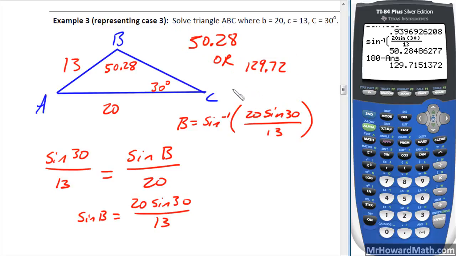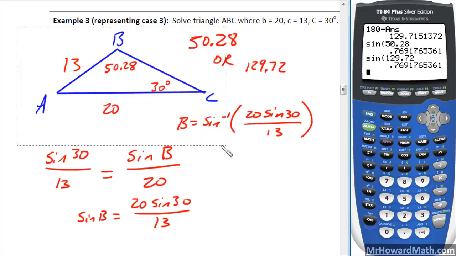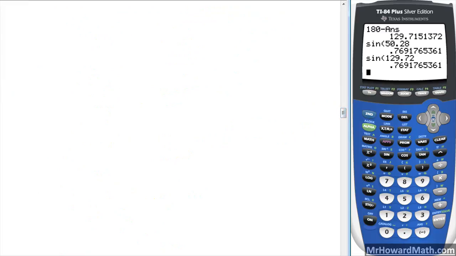And that's because of the picture that I drew you earlier. So in other words, sine of 50.28 is going to be the same as sine of 129.72. Now there is some rounding error, but you're going to see they're very, very close. So sine of 50.28 gives us that decimal, and sine of 129.72 is going to be very close. We have rounding error, so it's not exact, but as far as the calculator decimal places go, they are exact. So there are two possibilities here. Either angle B is 50.28 or angle B is 129.72. So I'm going to copy this triangle down because we will be using that again in a moment. And I'm going to make it 129.72 in this case.